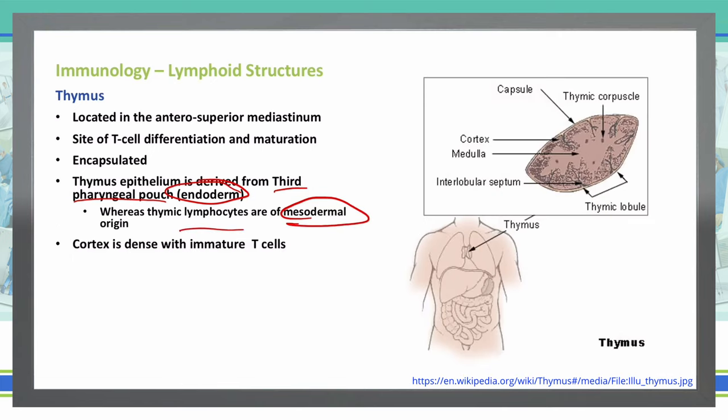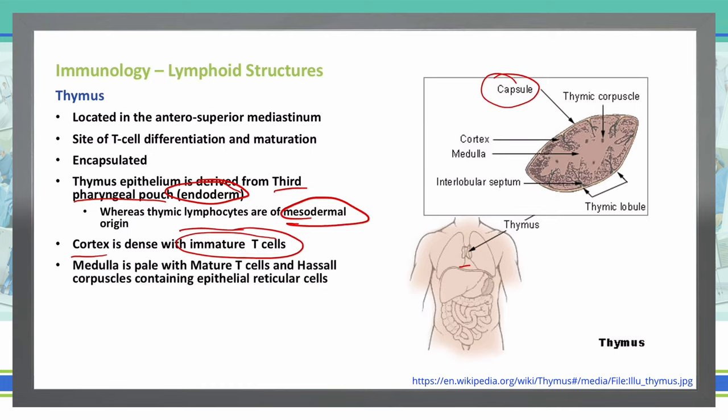Now take a look at this picture over here. You can see the origination there of the thymus between the lungs and the mediastinum. And as you can see here, we do have a capsule that is going to be on the outer edge of the thymus. Directly below that capsule is our cortex. The cortex is where we have dense packing of immature T cells. So the T cells that have not matured enough to be released to the body are going to be found in the cortex.